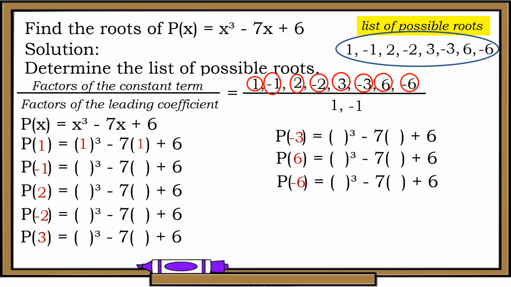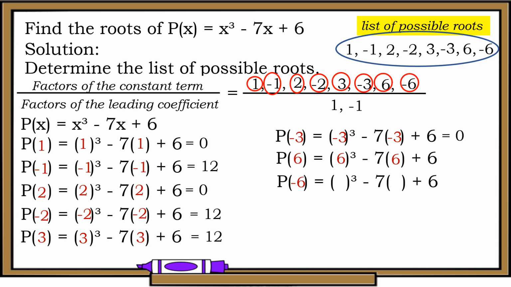So, P(1) or 1 cube minus 7 times 1 plus 6 equals 0. Then, P(negative 1). Negative 1 cube minus 7 times negative 1 plus 6 equals 12. P(2) or 2 cube minus 7 times 2 plus 6 equals 0. P(negative 2): negative 2 cube minus 7 times negative 2 plus 6 equals 12. P(3): 3 cube minus 7 times 3 plus 6 equals 12. P(negative 3): negative 3 cube minus 7 times negative 3 plus 6, okay, this is equals to 0.